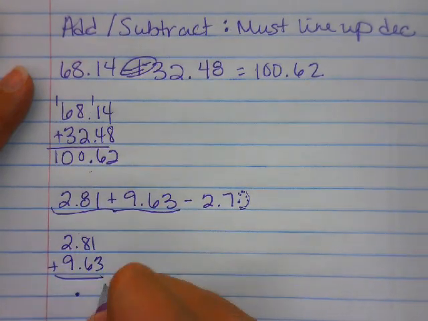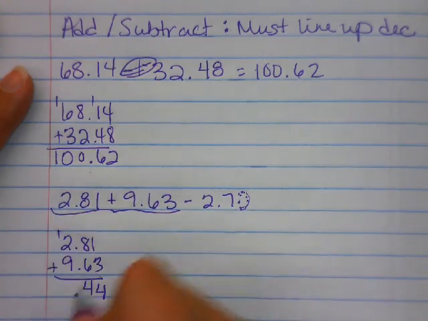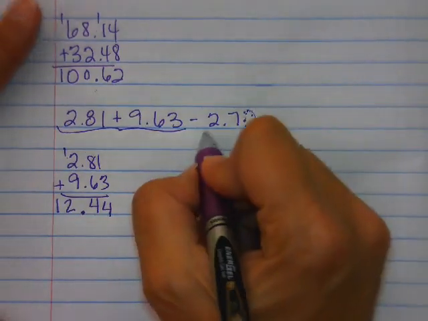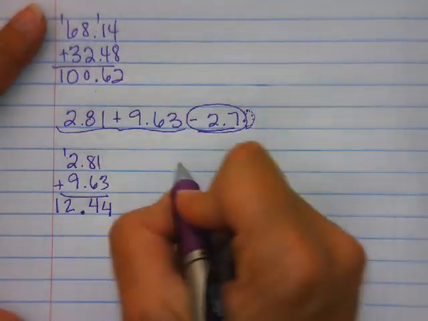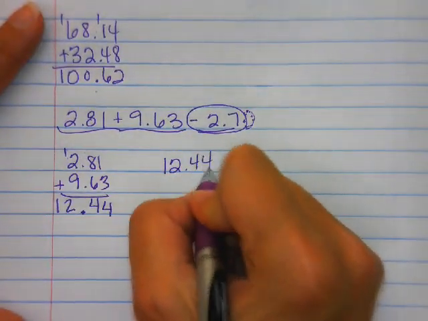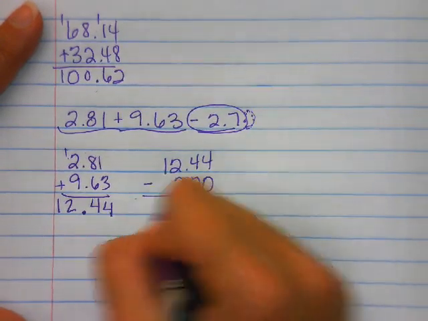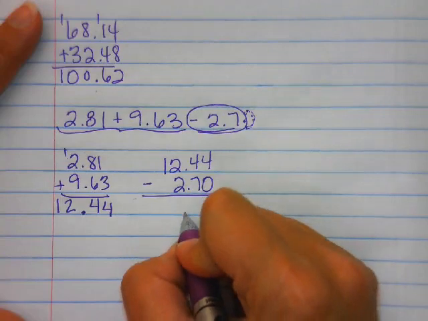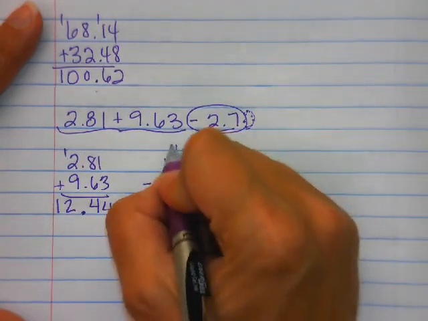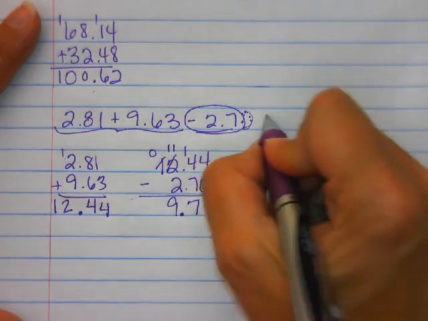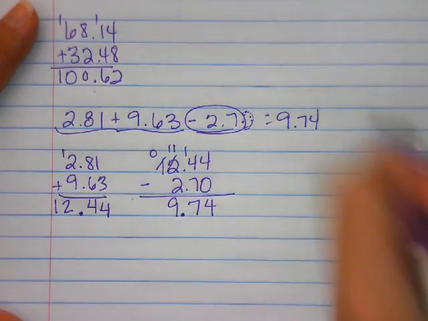Line up your decimal. 4, 14, 12. And then now we have a minus, so we have 12 and 44 hundredths minus 2 and 7 tenths, or 70 hundredths. Bring down your decimal. You're going to have to do a little bit of borrowing. So 9 and 74 hundredths.